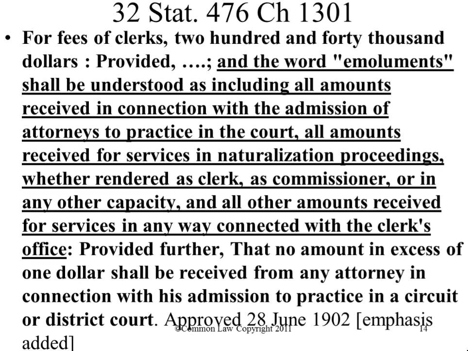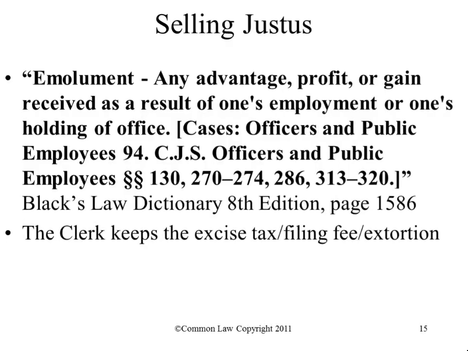Now we'll go to 476, which is what's talked about in that as the history for this filing fees. And it says for fees of the clerks, it says $240,000 provided, and then it goes on. It says, and the word emolument shall be understood as including all amounts received in connection with the admission of attorneys to practice in the court, all amounts received for services and naturalization proceedings, whether rendered as a clerk, as a commissioner, or any other capacity, and all other amounts received for services in any way connected with the clerk's office. So really, the only filing fees are required for when lawyers are admitted to practice in the court and for naturalization proceedings, okay? And, you know, DC and U.S. citizens, okay?